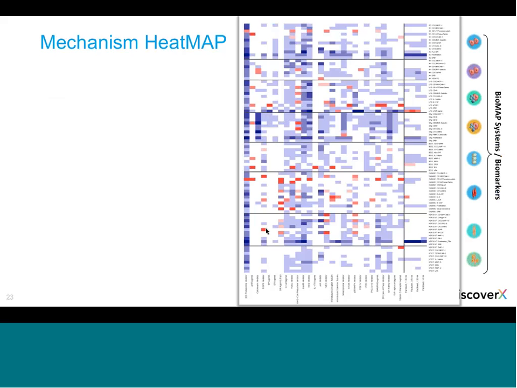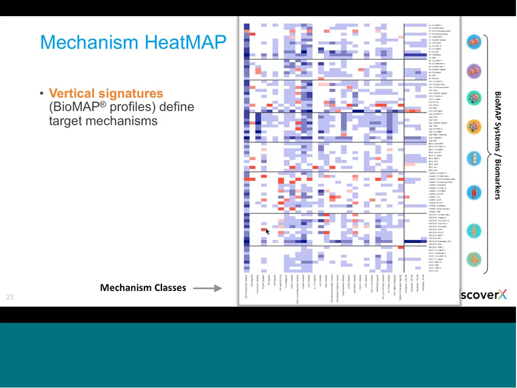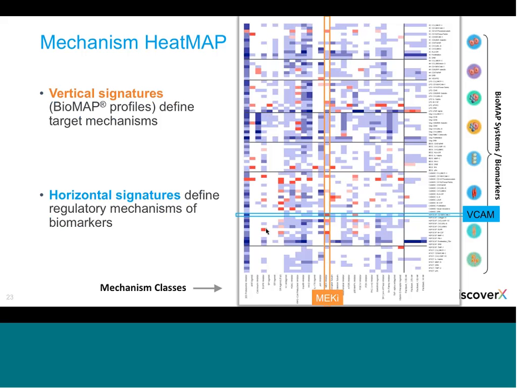Along the right side are each of the individual systems and all the different biomarkers that we're measuring in each assay system. Along the bottom are the mechanism classes, including the MEK inhibitor, or the P38 inhibitor class that I just showed you. So what we see is that vertical signatures then define the target mechanism. So here, this particular class circled in orange is MEK kinase inhibitors. And then we can look at the horizontal signature.